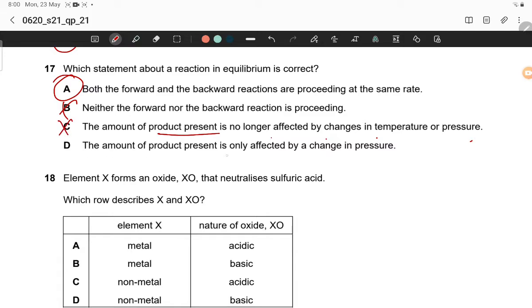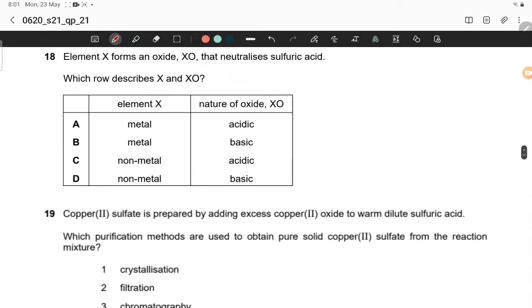The amount of product present is only affected by the change in pressure, so it is also incorrect, because the amount of product present is not only affected by change in pressure. Change in pressure increases or decreases the amount of product and reactant.